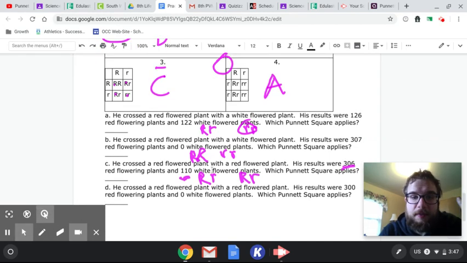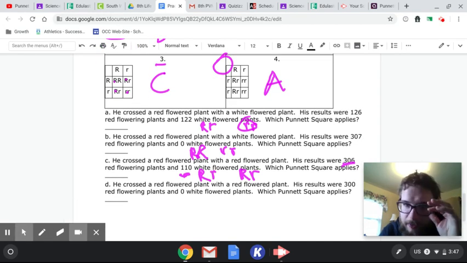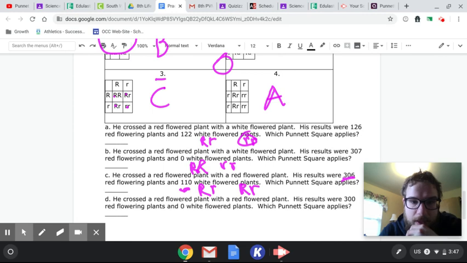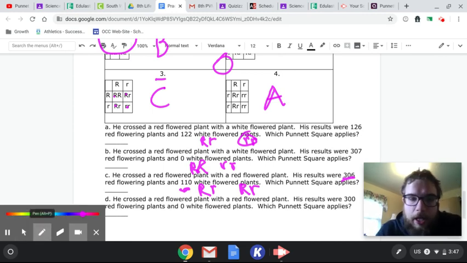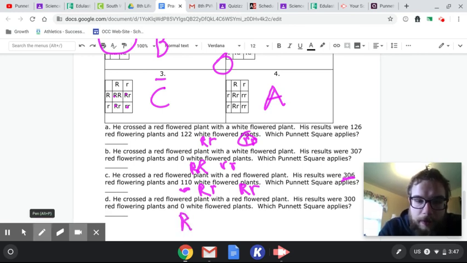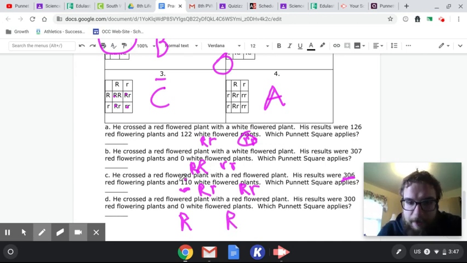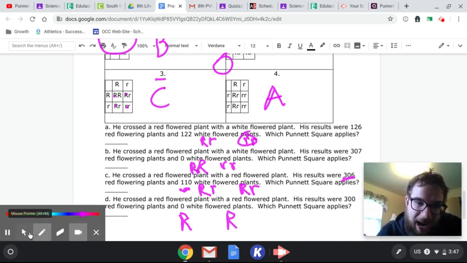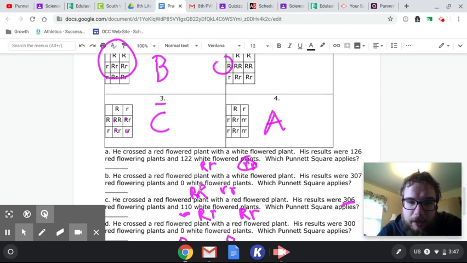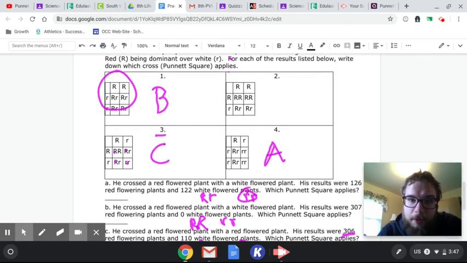Okay, now process of elimination, I'll still talk about it, but obviously we know that number 2 is going to be D. So he crossed a red flowered plant with a red. He got 300 red and 0 white. What do we know? It's got to be big R for each parent. And then if he's getting 0, we've got options here. One parent could be big R, small r, and look at that.